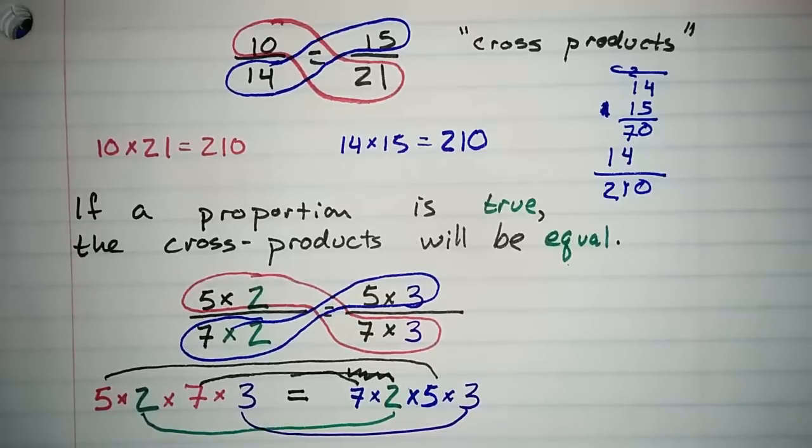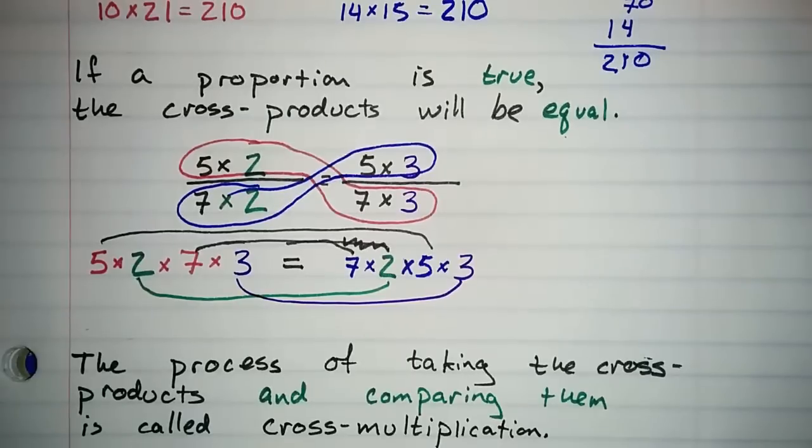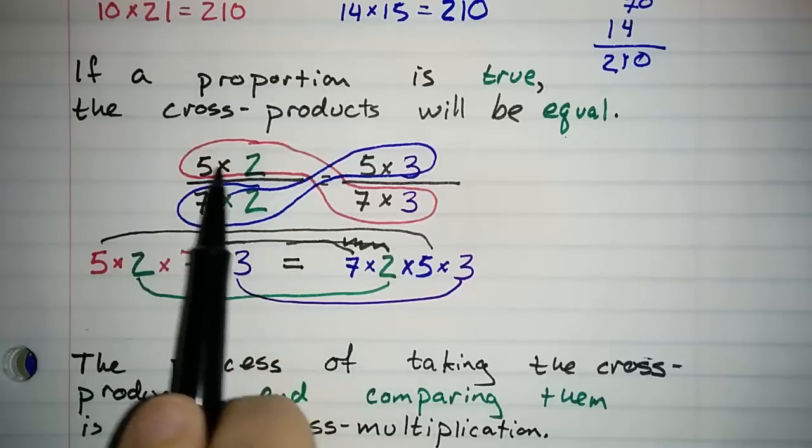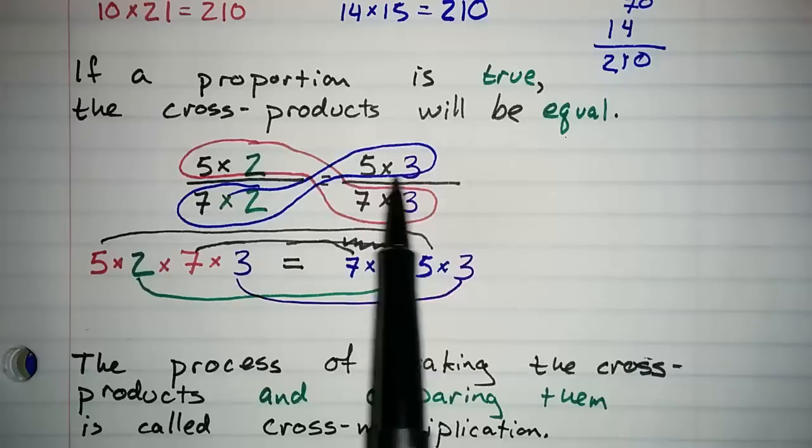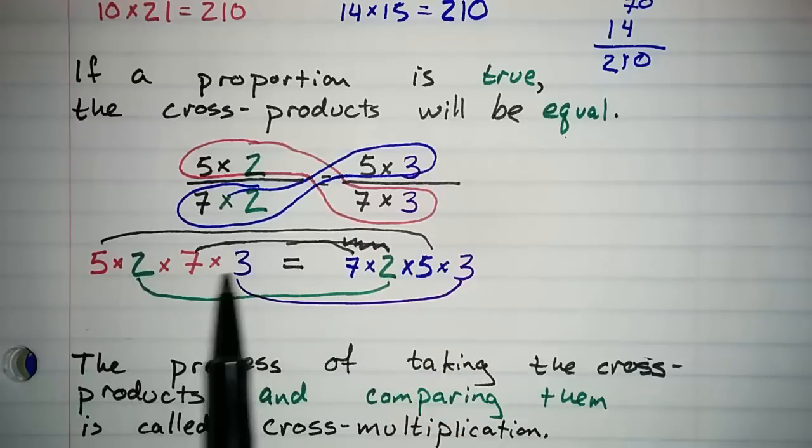Of course those products are going to be equal. So, why are the cross products equal exactly when the proportion is true? Because of what we mean by equivalent fractions in the first place. The process of taking the cross products and comparing them is called cross multiplication. So this phrase, cross multiplication, or cross multiply if we want to use a verb, refers specifically to doing this multiplication and doing this multiplication and saying the results are equal to each other.